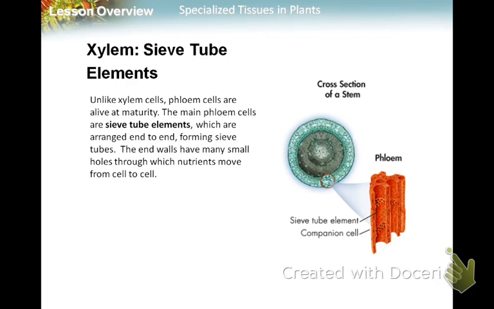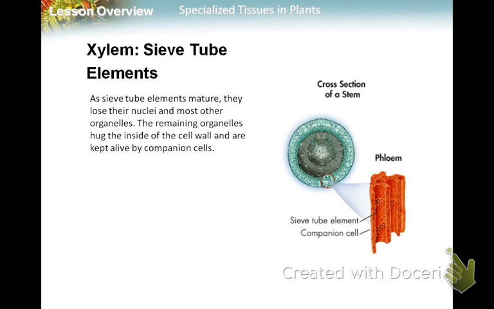The main phloem cells are called sieve tube elements. I don't know why it says xylem up there. It should say phloem. Main phloem cells are sieve tube elements. They're arranged end to end, and they have many small holes through which nutrients move. Same sort of setup here. And again, that should say phloem.